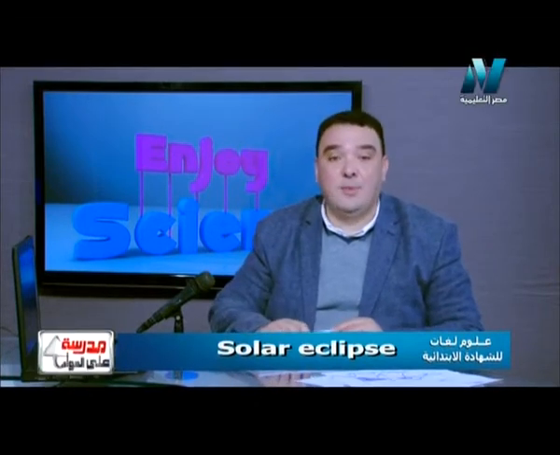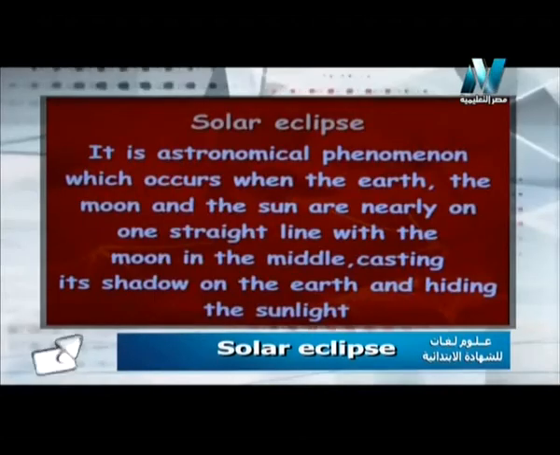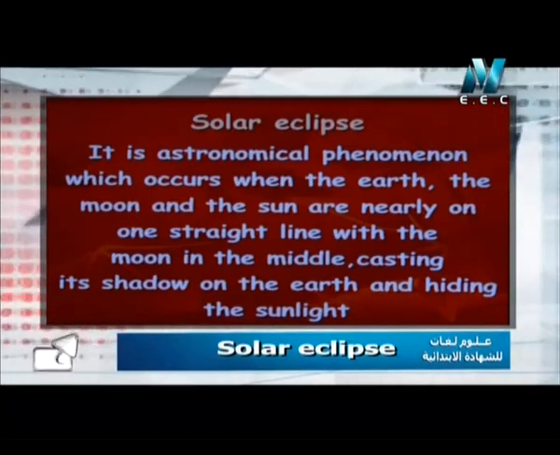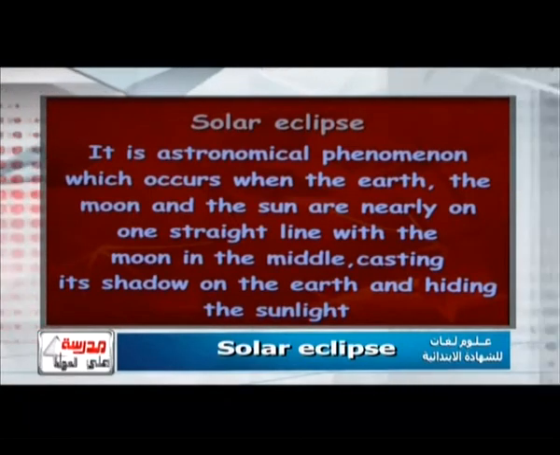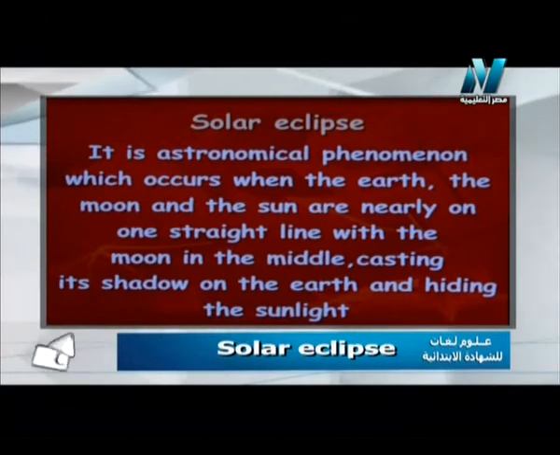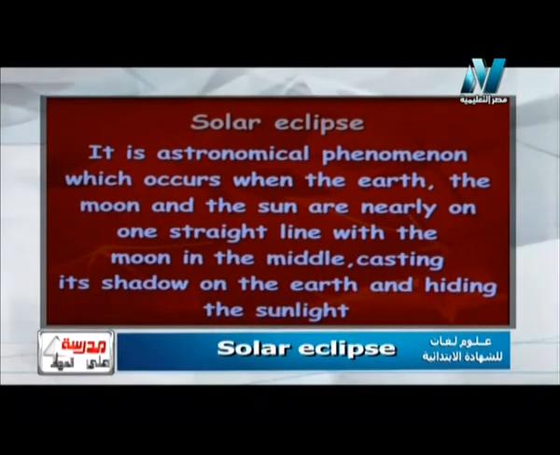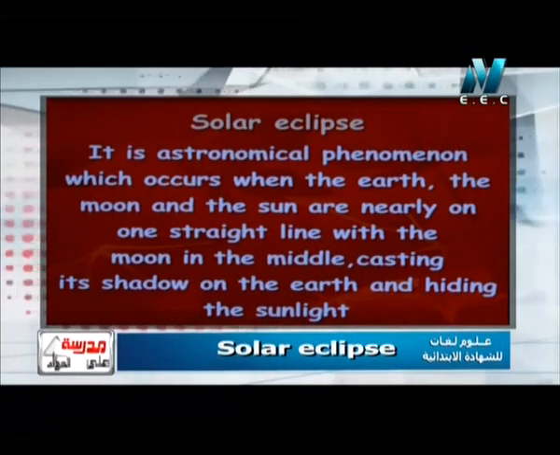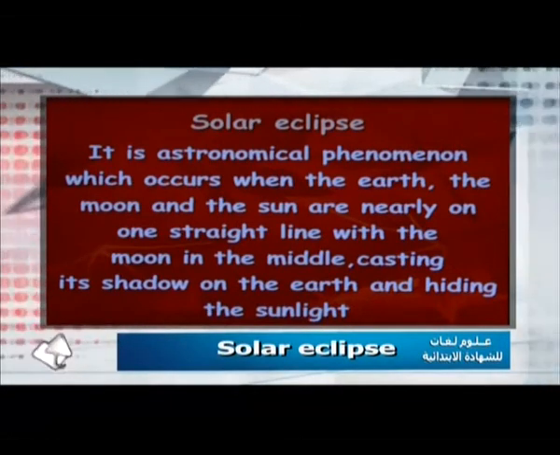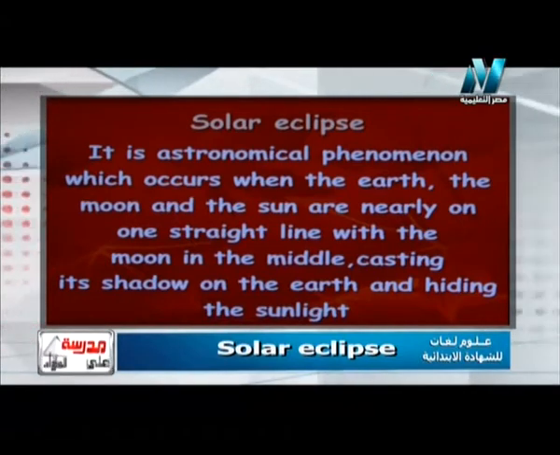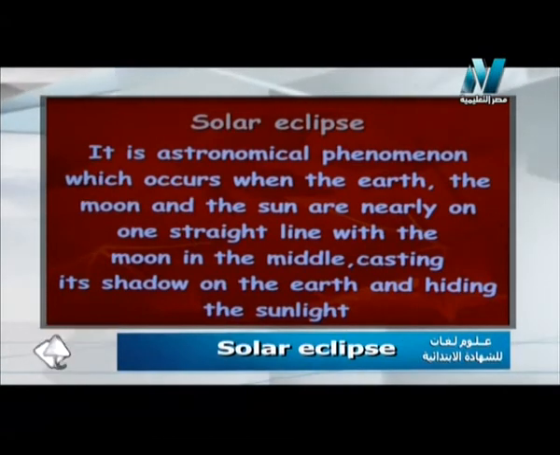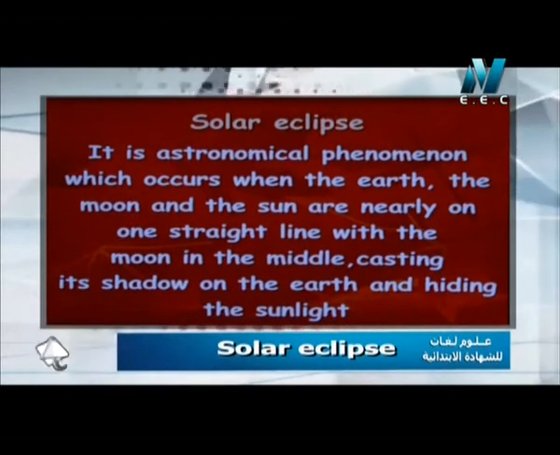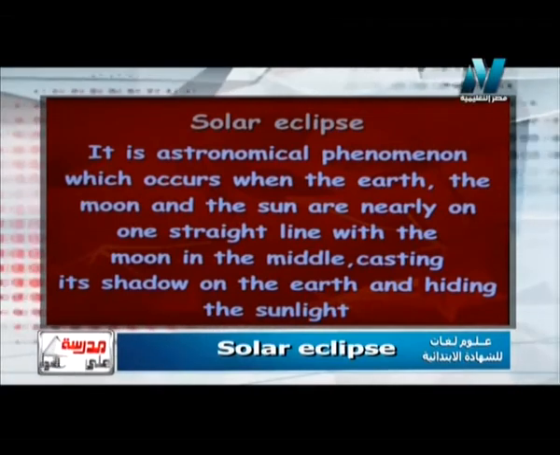Again, a solar eclipse is an astronomical phenomenon which occurs when the earth, the moon, and the sun are nearly on the same straight line with the moon in the middle. It's a very important condition that the moon is in the middle between the sun and the earth, and that all three celestial bodies, the sun, the moon, and the earth, are on a straight line. Okay, so it's a very easy and interesting phenomenon. We can do its activity at home.